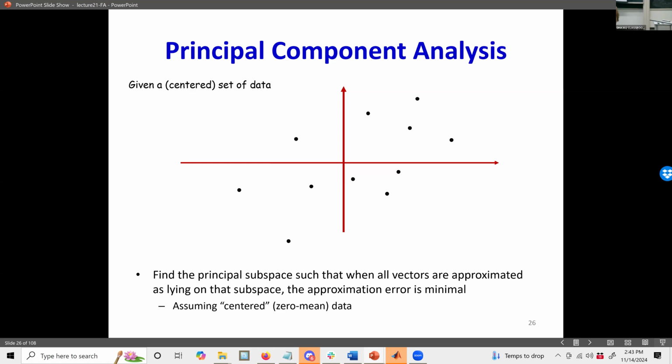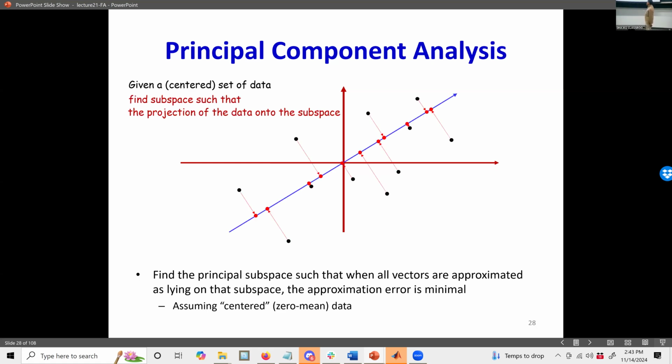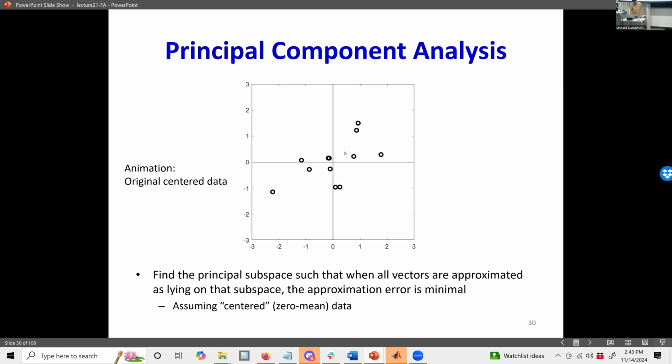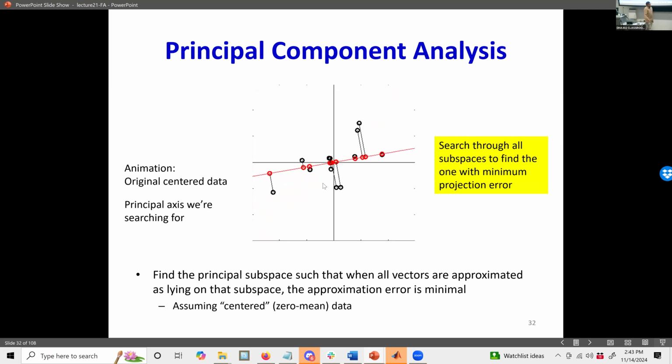We wanted to find the principal subspace such that when all vectors are approximated as lying on that subspace, then the total projection distance was minimized, right? So assuming zero mean data. And so what we were doing was minimizing the squared length of those lines. This you remember, I assume, right? So you basically scanned through all possible subspaces and computed the total squared length of all of the projection errors until you found the one subspace where this total projection error was minimized. And this was your principal subspace. Everybody remember this? Easy, right?